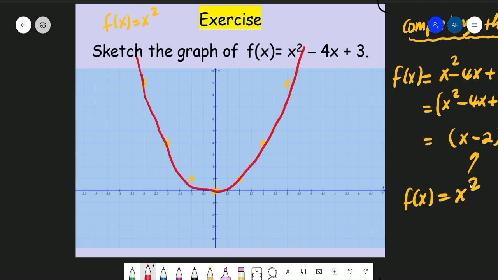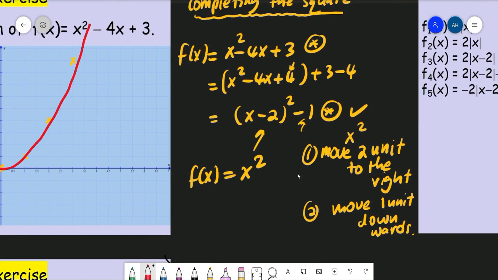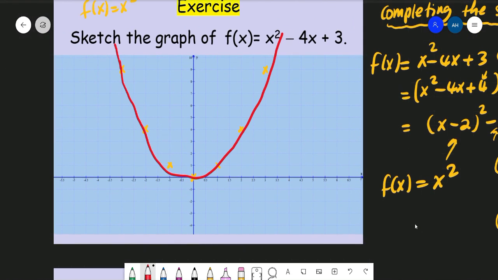So the first step is we have to move this graph of x squared 2 units to the right. Okay, now let's move 2 units to the right. So we have (1, 1), 2 units. So that point, 1 unit, 2 units, becomes over there. Now this point, 1 unit, 2 units, becomes over here.